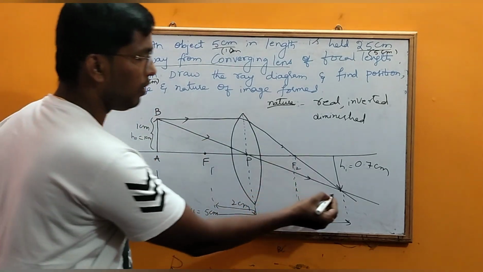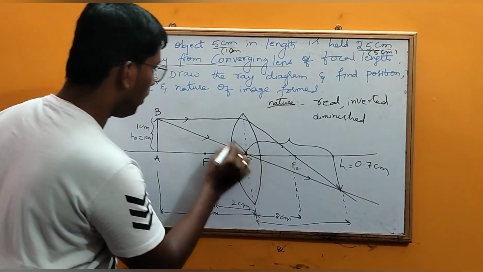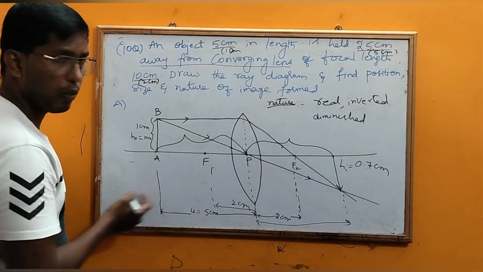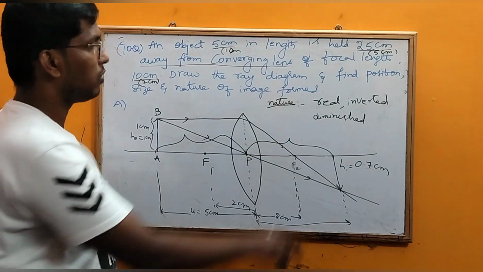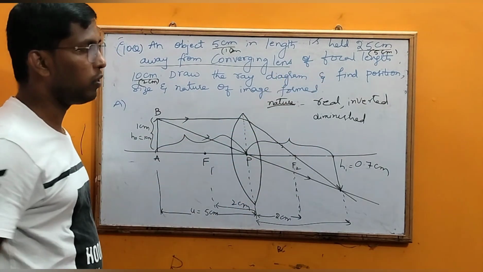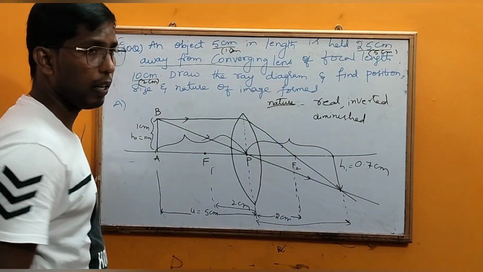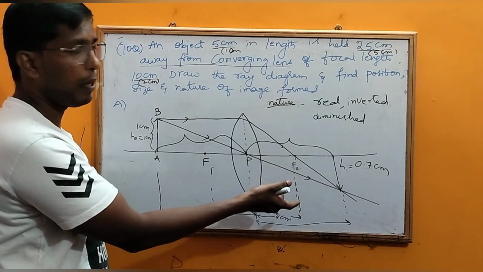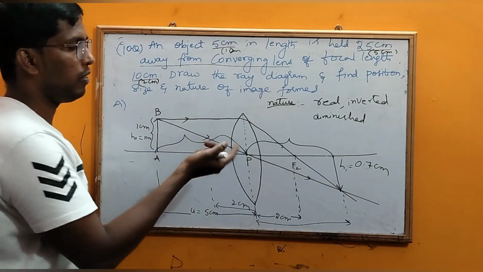After getting the image, you measure the distance from here to here. Here to here it is 25, because 5 is nothing but 25. Here to here is 25 centimeter, and what is the distance from here to here? That position you write down. Position is nothing but the image distance. You write down whatever value you get, and it is a real image, inverted, and here 0.7, here 1 centimeter. It is diminished.